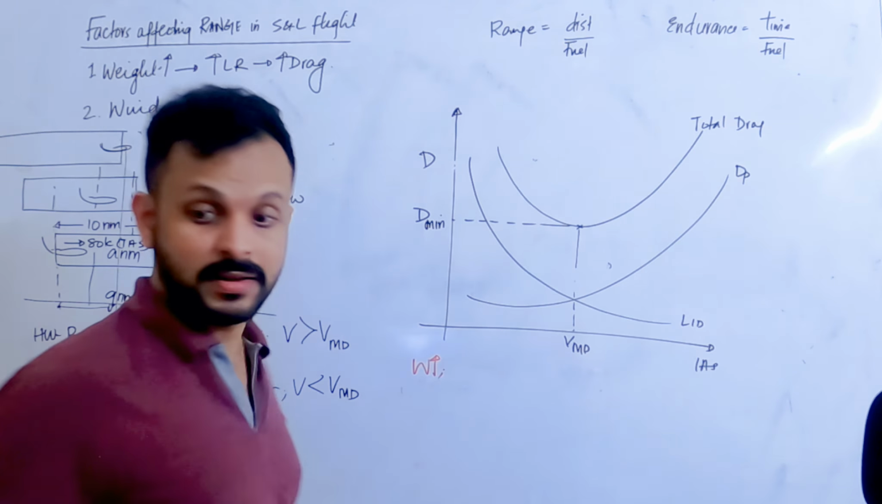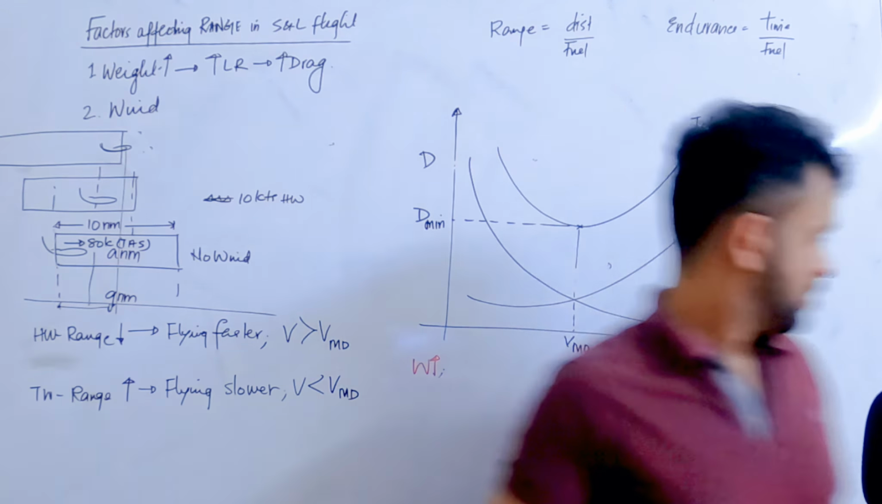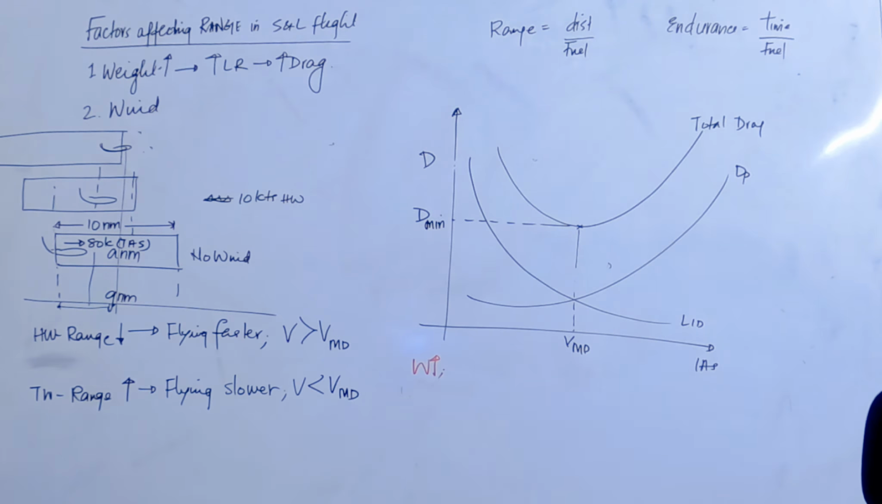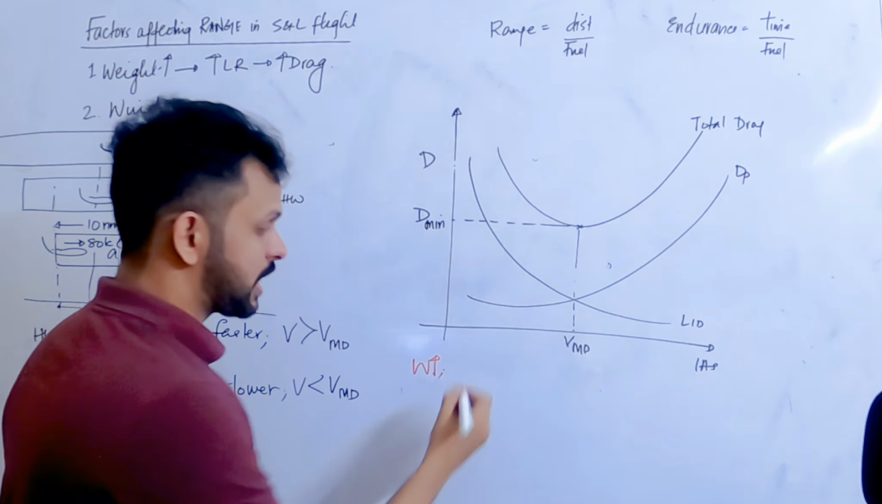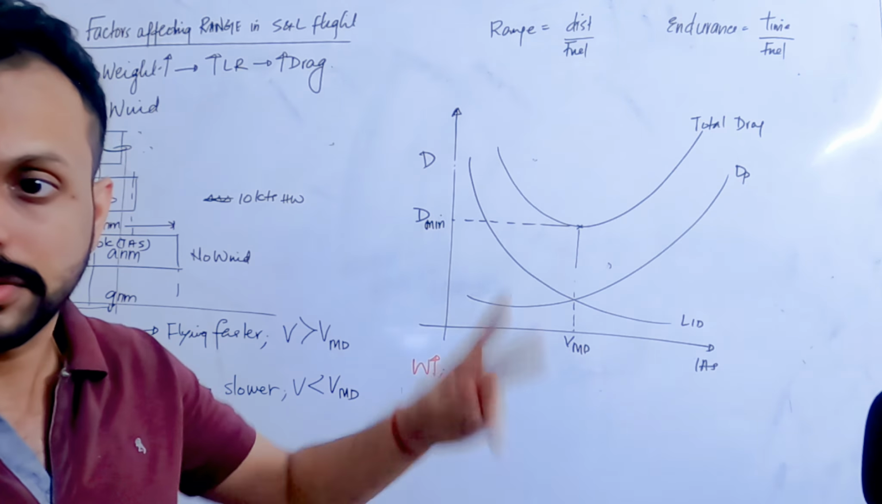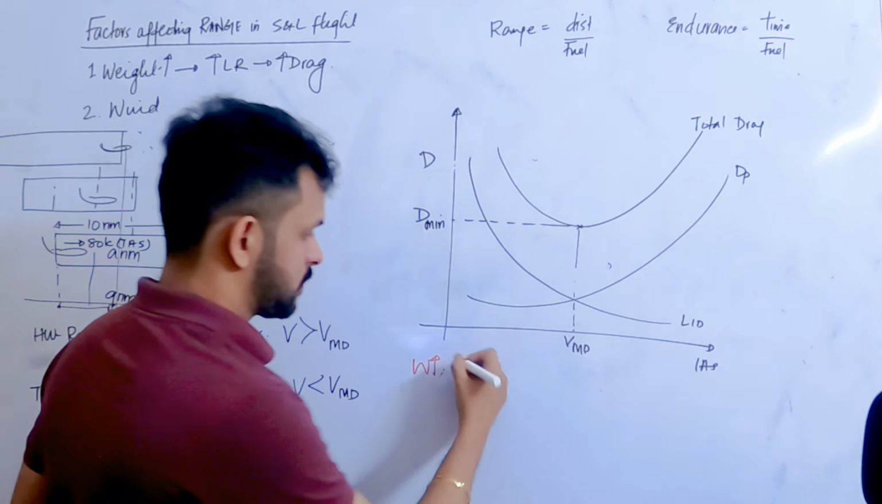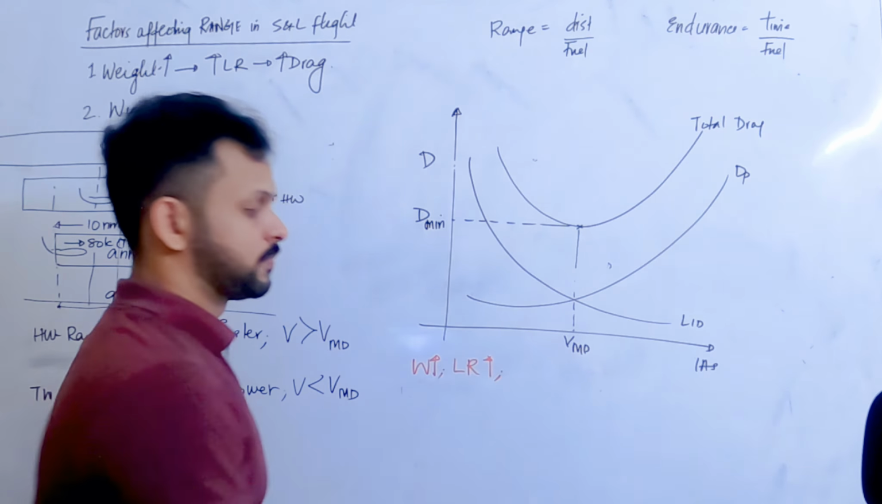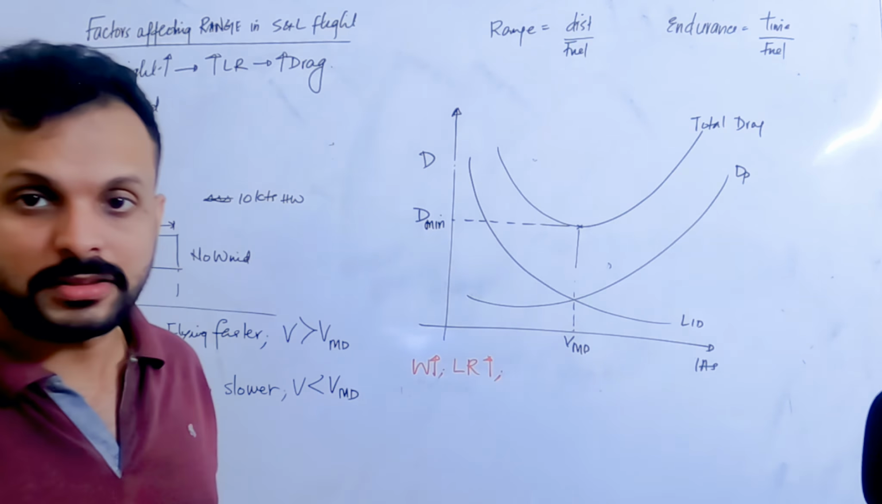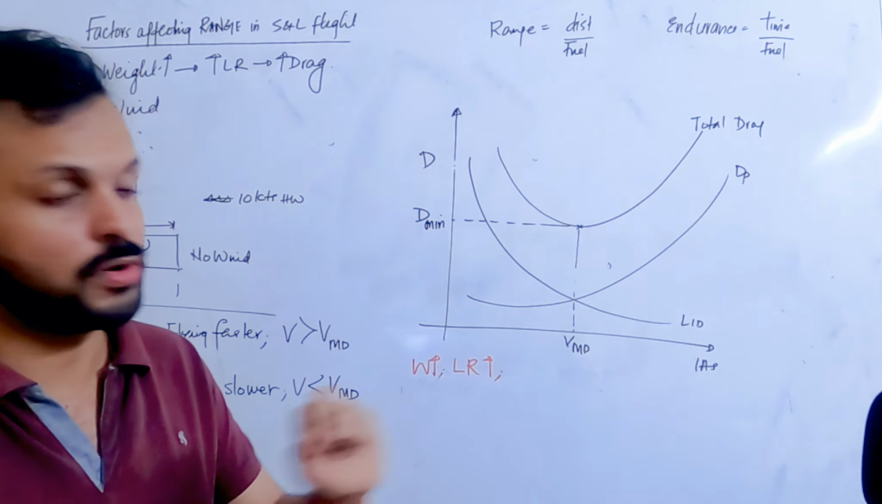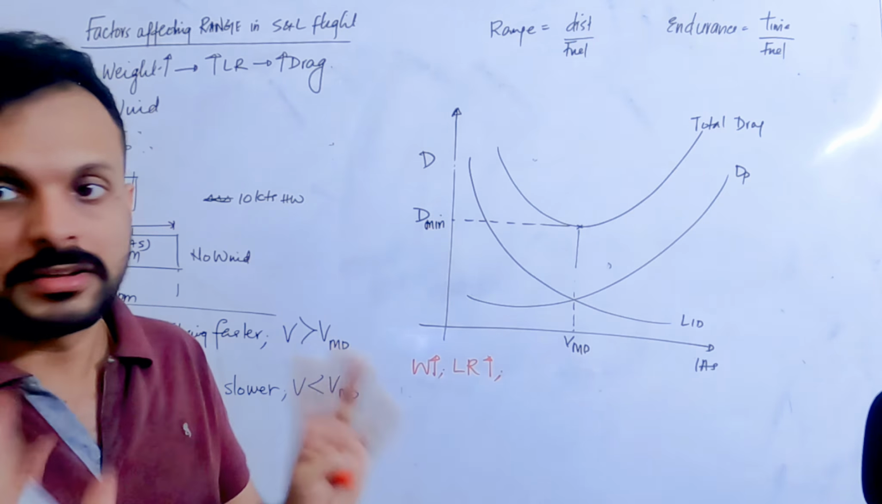So basically when the weight increases, what is the immediate requirement there? Weight increases, range decreases. Alright, lift required increases. Yes, so when lift required increases, you have to increase the lift somehow. You have to increase the angle of attack or increase the speed, lift equation. Some of those factors have to be increased, right?